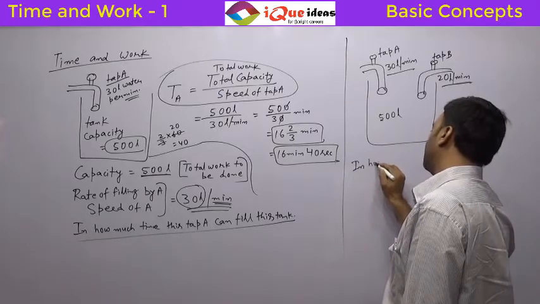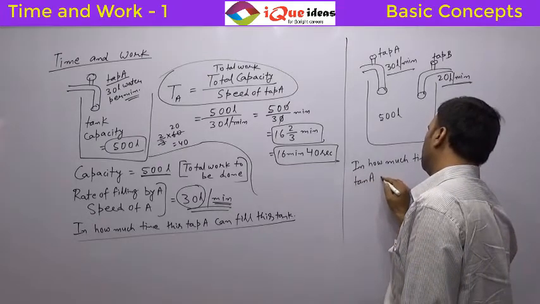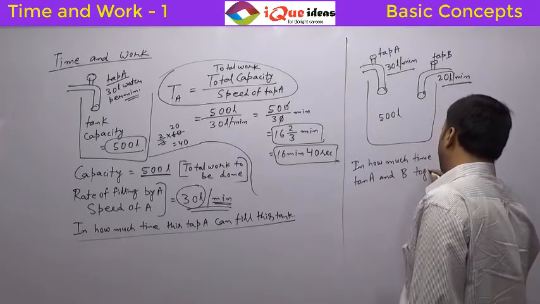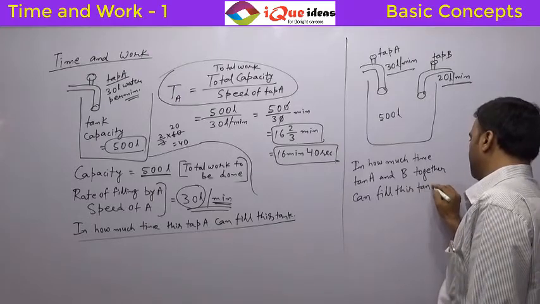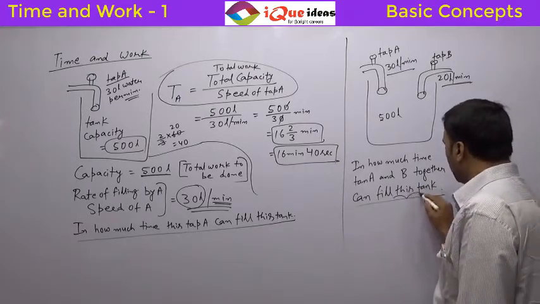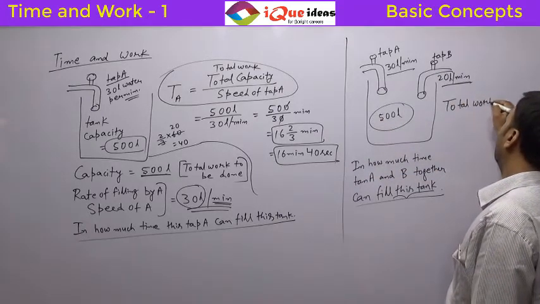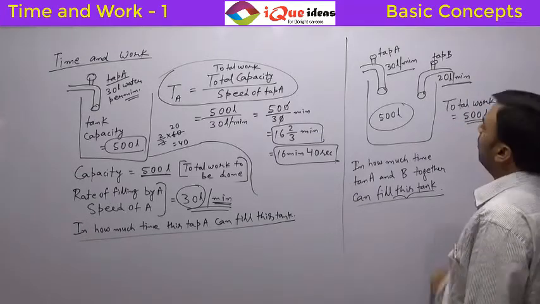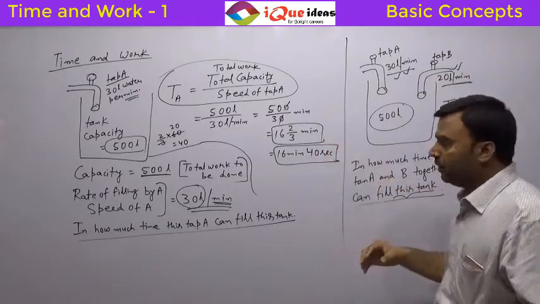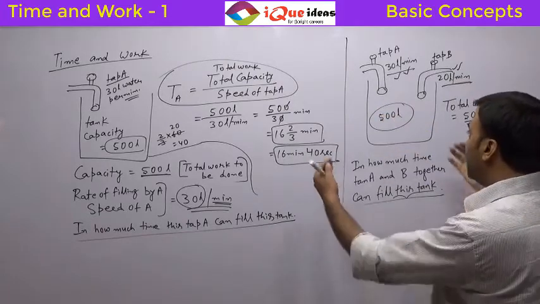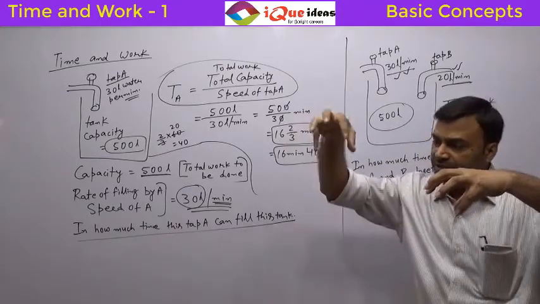Suppose the question is, in how much time can tap A and B together fill this tank? Right? Now how do we do this? I hope you can see that the total work is the tank. So the total work is still equal to the capacity of the tank, which is 500 liters. But now there are two taps working. One tap is filling 30 liters in every minute. The other tap is filling 20 liters per minute.